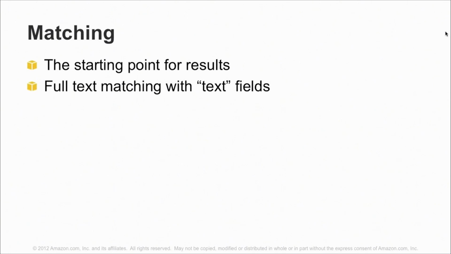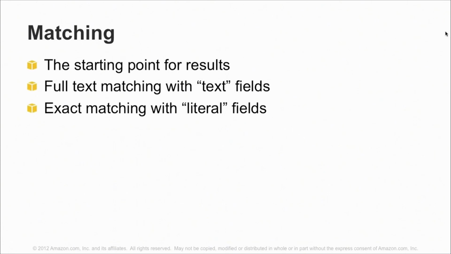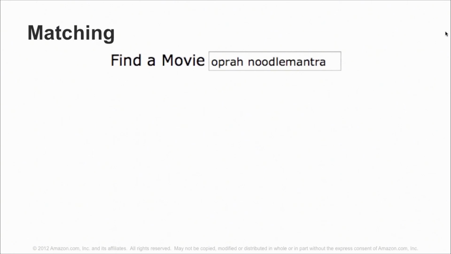And we also have literal fields where you must match the entire field exactly. So for Star Trek Insurrection, star would not match that field. Finally, we can do numeric range matching. So if we have years, we can match exactly the year 1978, or we can match 1970 through 1980.